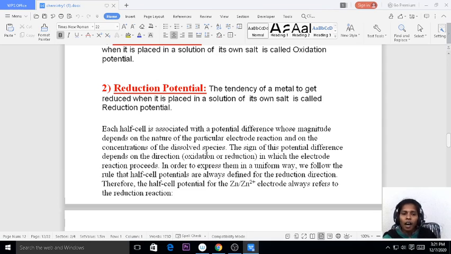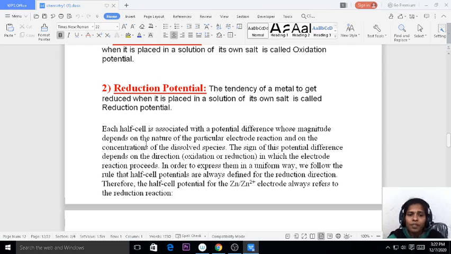Here, a half cell is nothing but this: the cell has two electrodes. One electrode is dipping in its own salt solution and the other electrode is also dipping in its own salt solution. That means in the cell, two potentials are released. The first potential is called the oxidation half cell and the second potential is called the reduction half cell. That is what is meant by the half cell here. In the cell, half of the part is called a half cell and the remaining half is also called a half cell. That is the oxidation half cell and the reduction half cell.